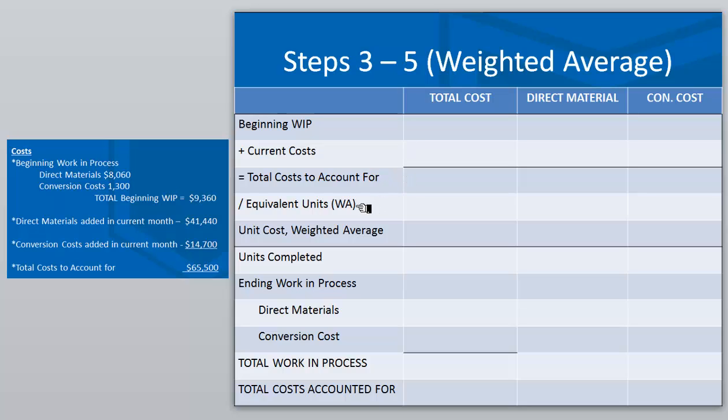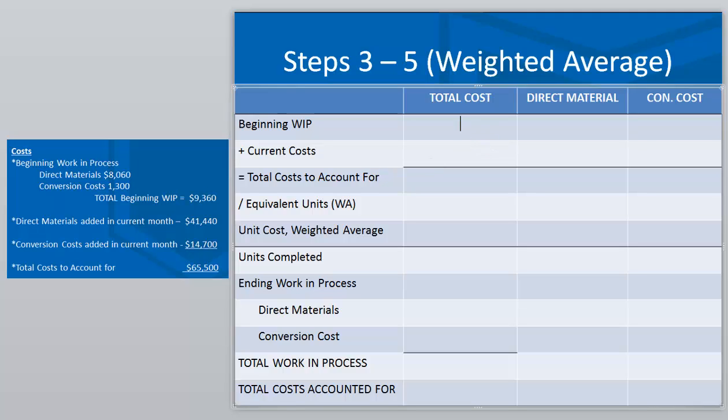Then we're going to divide that by the equivalent units weighted average, and we calculated that in step 1 and 2. We'll get a cost per unit for the weighted average, and then we'll do this bottom part here: units completed, ending work in process, direct material, conversion cost, and we'll get a total work in process and a total cost accounted for. So that's the part where we assign the cost to the inventory accounts. I've got the data right here from the problem, so we'll go ahead and start filling it out.